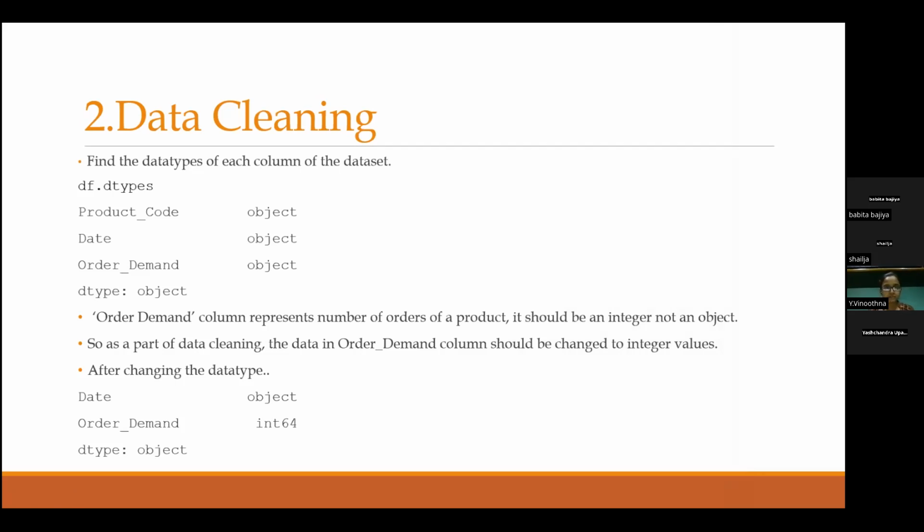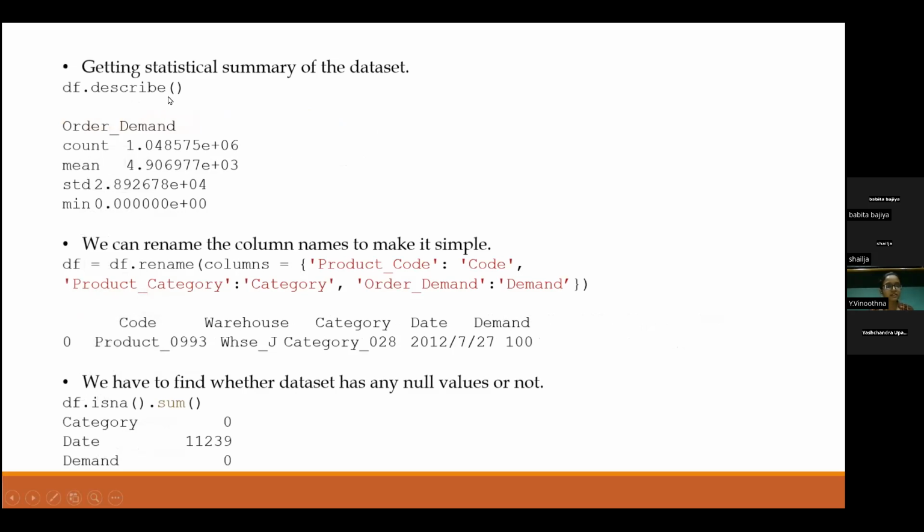Now, after the data understanding, we have to clean the data. So we have to perform data cleaning. As I have said, I have converted the order demand column into integer data type. And again, we can get the statistical summary of the data set. By using the describe method, we can get the statistical summary, nothing but the mean, standard deviation, and count of the column order demand. As it is the only column of integer data type, we have got the statistical summary of the order demand column only.